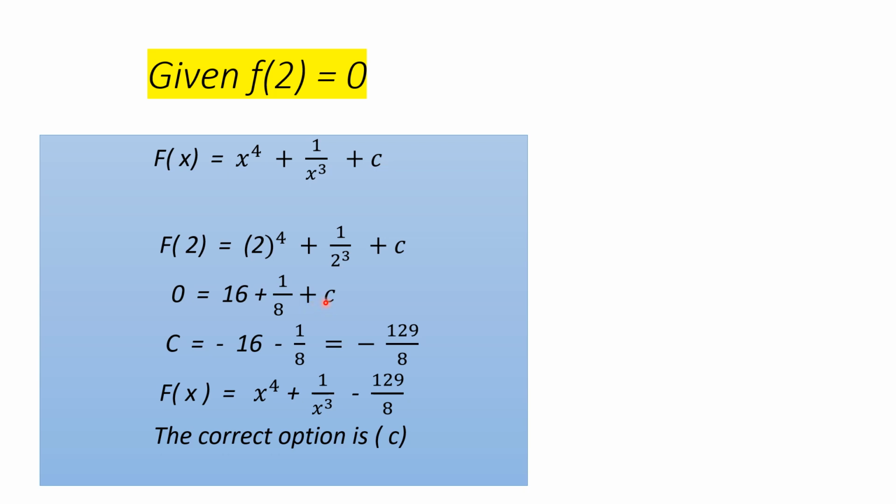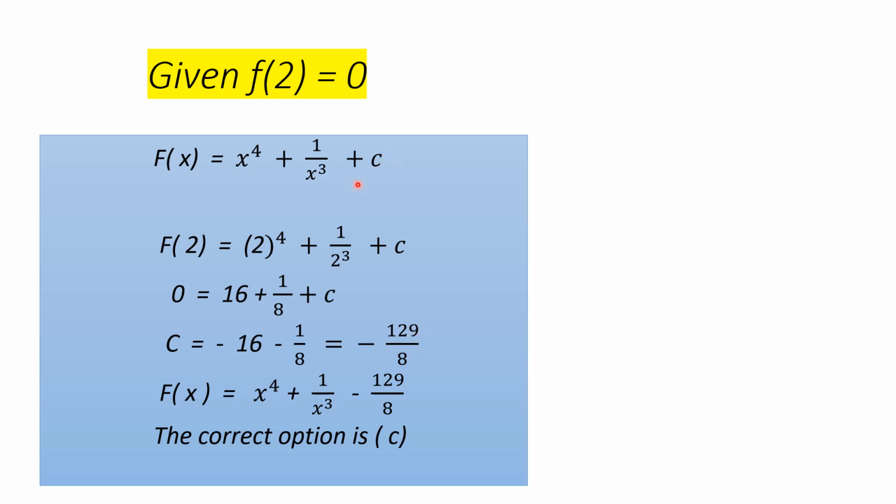Okay, now take c towards the left hand side. It will be c is equal to minus 16 minus 1 upon 8. Okay, you keep c towards the right hand side and you take these two terms towards the left hand side. They will change their sign. Answer is c is equal to minus 16 minus 1 upon 8. Solve it, you will get minus 129 upon 8. Okay, now in this given function, the value of c is calculated minus 129 upon 8.